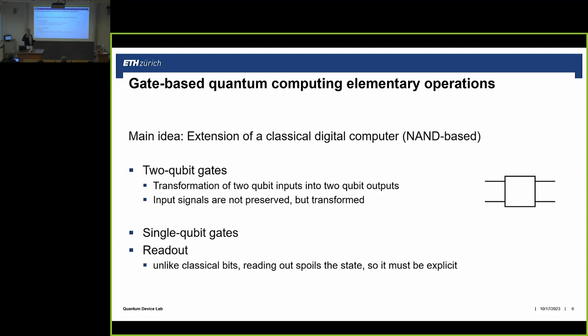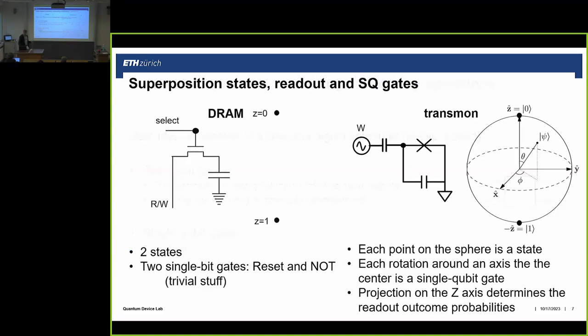So the gate is an operation. It's not a physical thing. And then we also have single-qubit gates and readout. Unlike classical bits, reading out spoils everything. If you know Schrödinger's cat, it's either dead or alive, but once you look, it doesn't work anymore. So in quantum algorithms, you can't read out in the middle. Readout needs to be explicit.